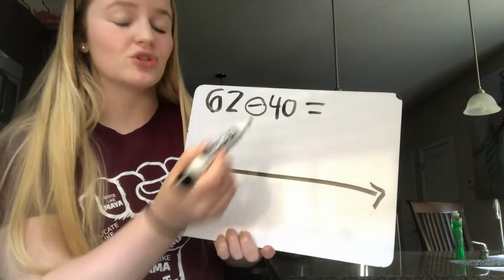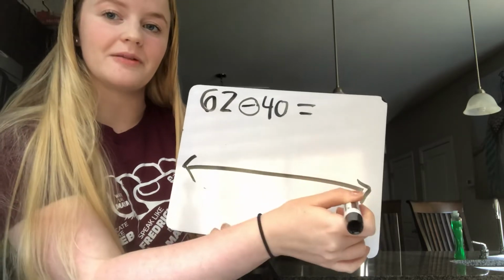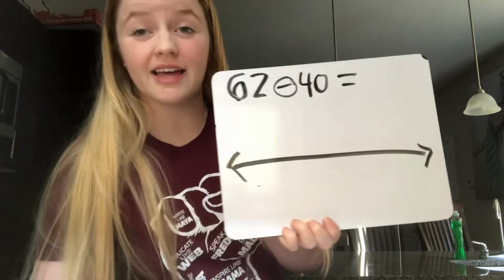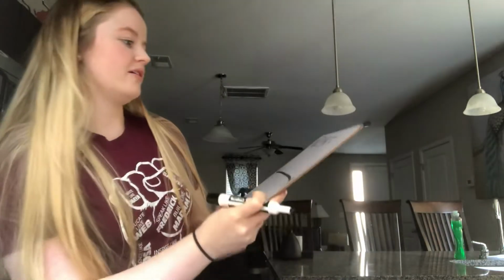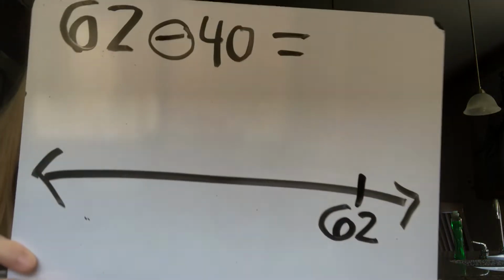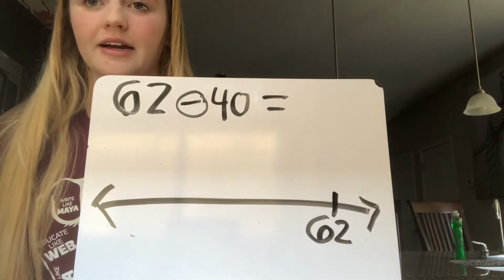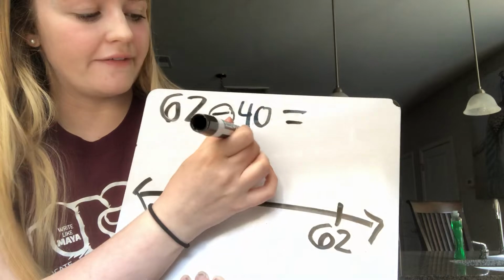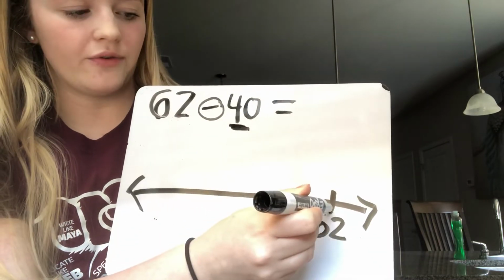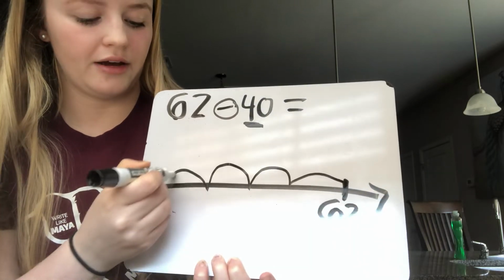This time, because I'm subtracting, I need to start at the back end of my number line because I know I'm going to have to jump backwards in order to take away or subtract. So here I'm going to write 62 at the back end of my number line like this. Again, let's look at the tens place and see how many times we need to jump back. I see a 4 in the tens place, so I'm going to jump back 4 times. Let's do that. 1, 2, 3, and 4.